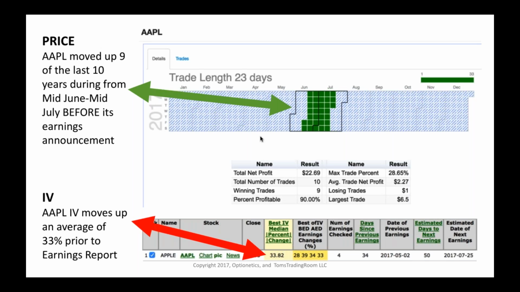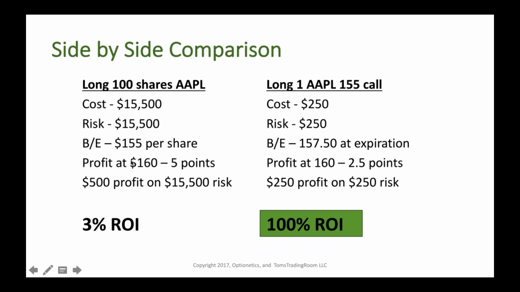What we've learned about Apple, and I'm going to be showing you this in more detail over the coming weeks, but we know that Apple's moved up 9 in the last 10 years between mid-June and mid-July, before its earnings announcement. And look at the IV. Apple's IV moves up an average of 33% prior to the earnings report. So, Apple looks like a very, very interesting trade.